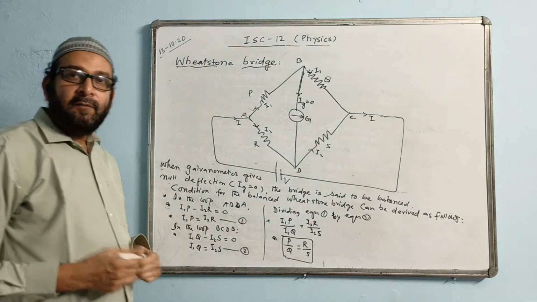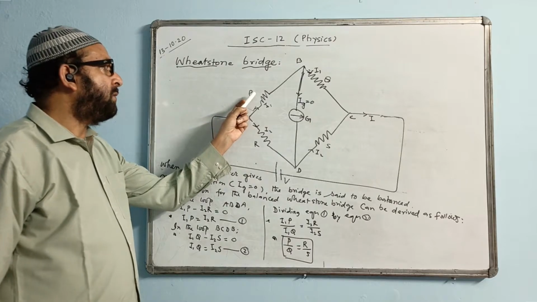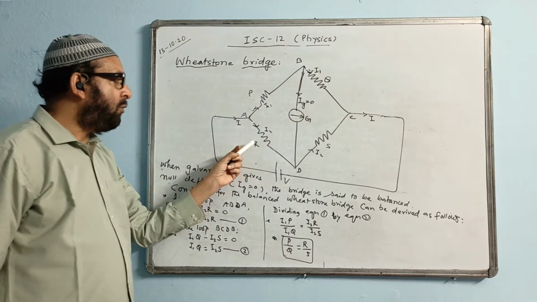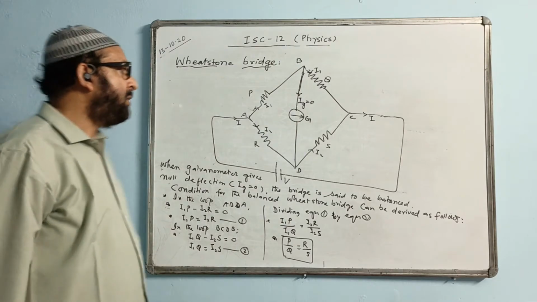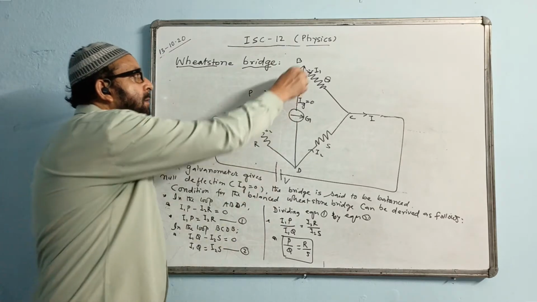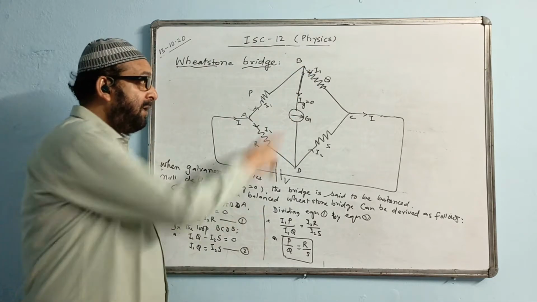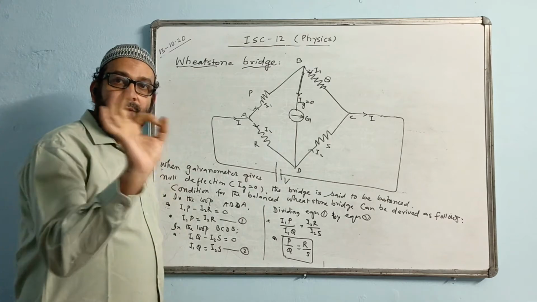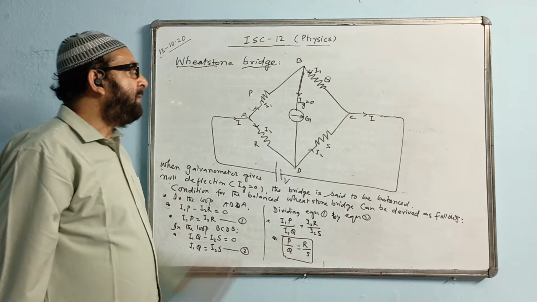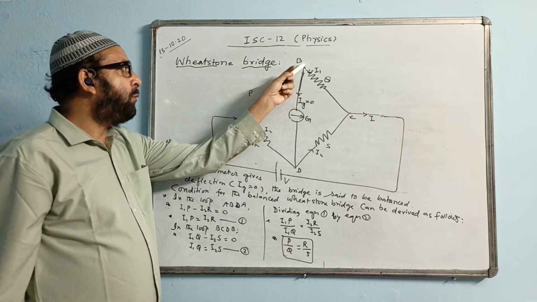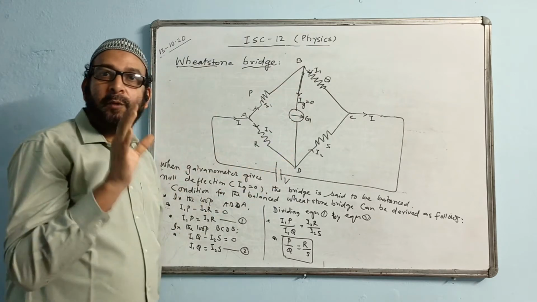So this is the condition for the bridge to be balanced. When the ratio of the arms, P by Q, is equal to R by S, the bridge is said to be balanced. What is the meaning of balanced? Between these two terminals, the current will not flow. That is, if there is a galvanometer, it will give 0 deflection. That means the current does not flow between the points B and D, so the points B and D will be at the same potential.